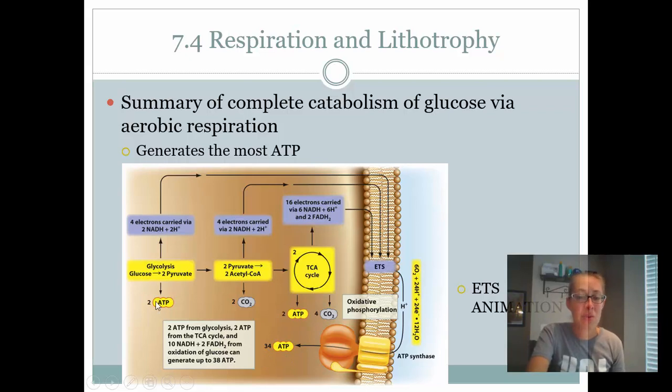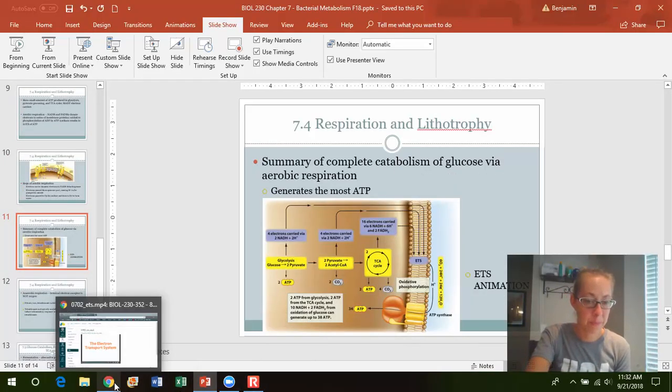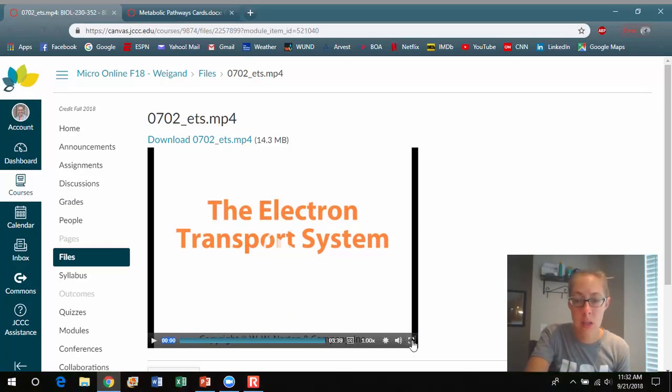Well, you compare that to the 2 that we got at glycolysis, and we got a couple out of the TCA cycle, but that pales in comparison to the amount of ATP that we can have when we fully break down that glucose. So again, we're going to watch an animation from your textbook. They give you a little bit more detail here than what I expect you to know, but the animation is really great. So we'll take a look at this one.